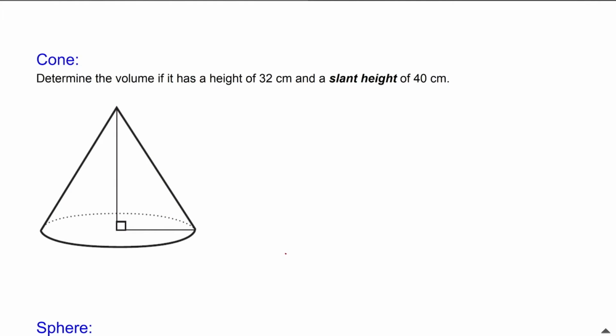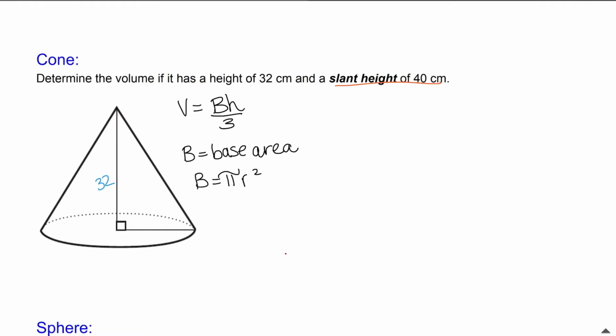All right, in our next example, we're still going to do a cone. So it's still going to be the volume is base area times height divided by 3. And the first thing we have to do is find the base area. And to find the base area, we use the area of a circle because the base is a circle. So here it tells us that it has a height of 32 centimeters, so I'll label that in. And then it tells us that it has a slant height of 40 centimeters. Well, I don't know the radius. The radius is unknown. So the first thing I have to do is find the radius.